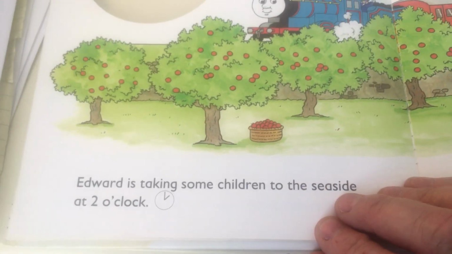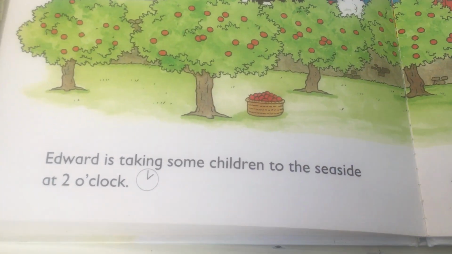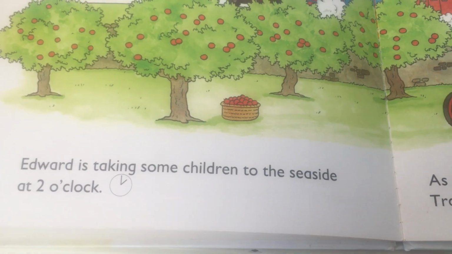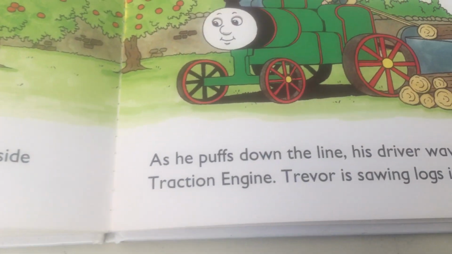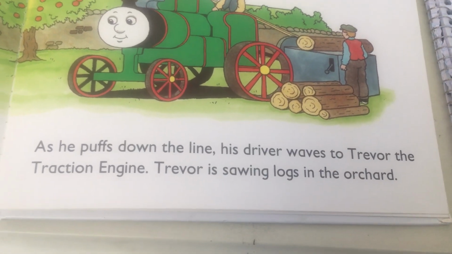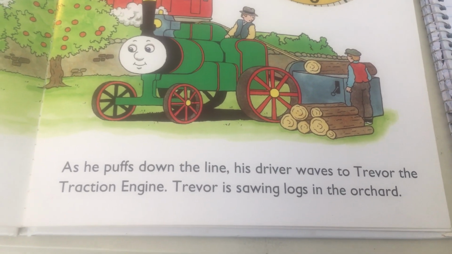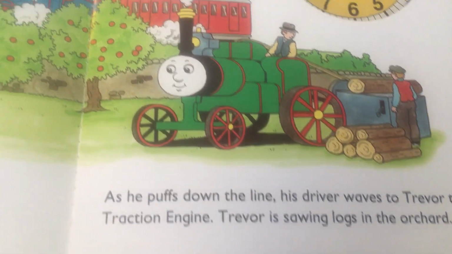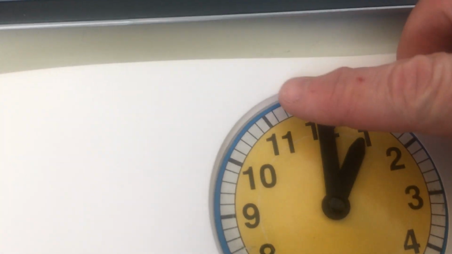God, I love this book. It's awesome. All right. Then it says Edward is taking some children to the seaside at 2 o'clock. As he puffs down the line, his driver waves to Trevor the traction engine. Trevor is sawing logs in the orchard. 2 o'clock. So let's count by fives.